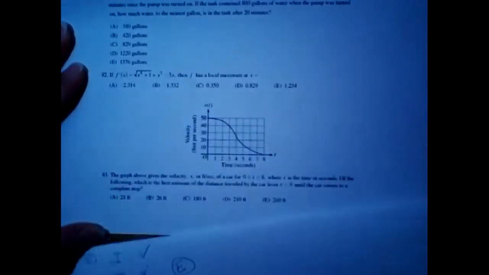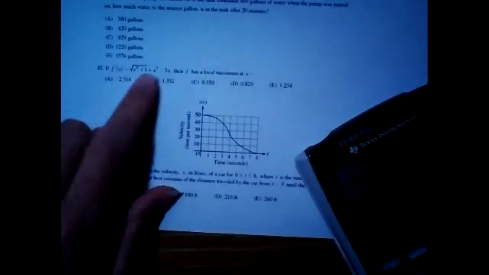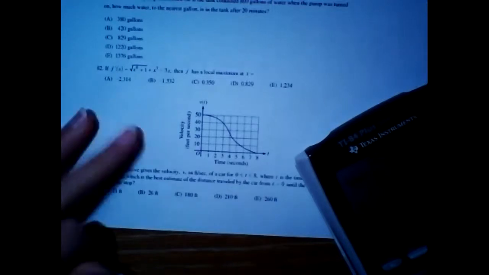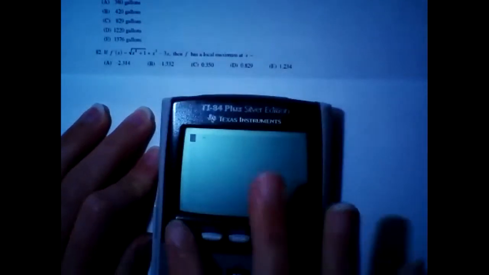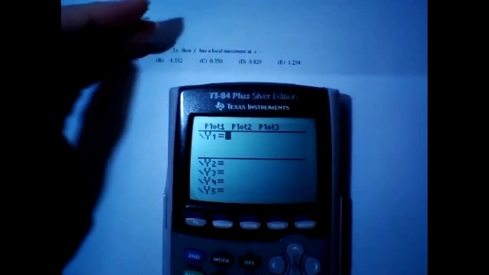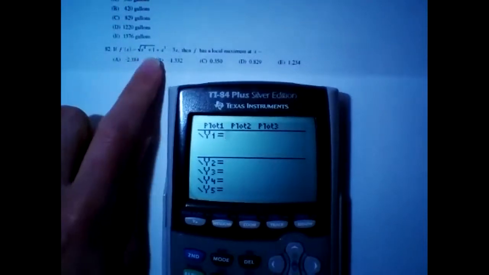All right, 82. If f prime equals this crazy function, then f has a local maximum. Remember, local means relative. So relative maximum at, now this is similar to number 80 that we did with the graph. It's just instead of handing us a graph like they did on that one, we are going to have to graph it ourselves. A local maximum means your derivative changed from positive to negative. So again, maximum means change from positive to negative. So we are going to type in this function and see where it changes from above sea level to below sea level. But first we got to type this in, all right?